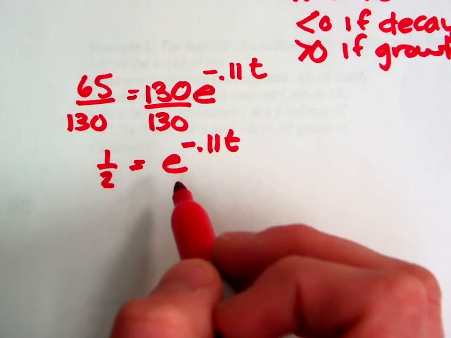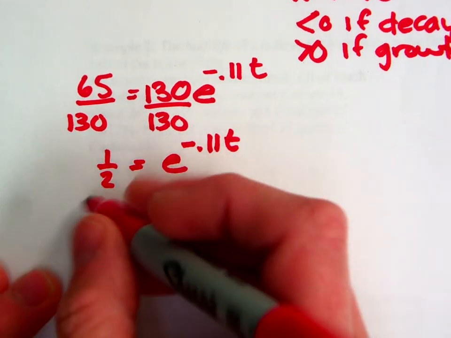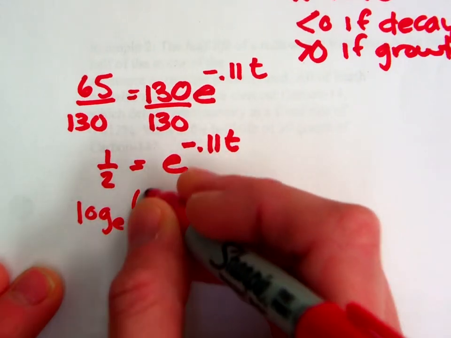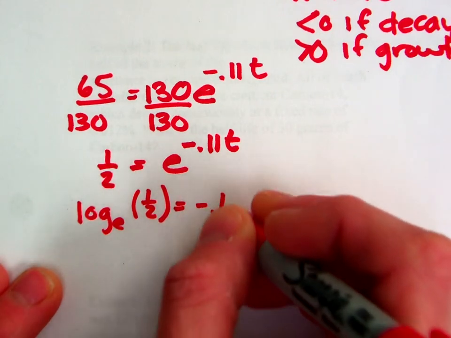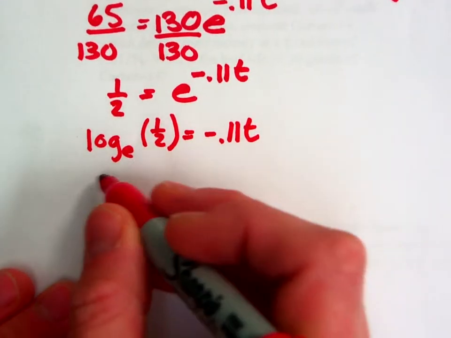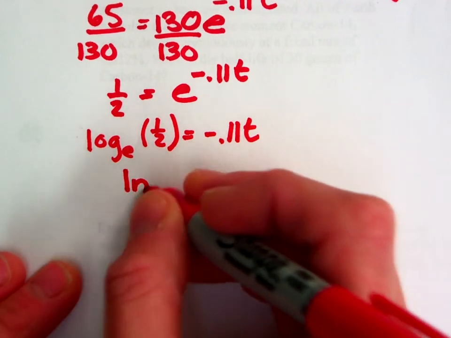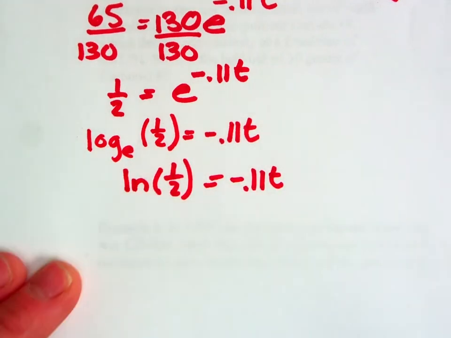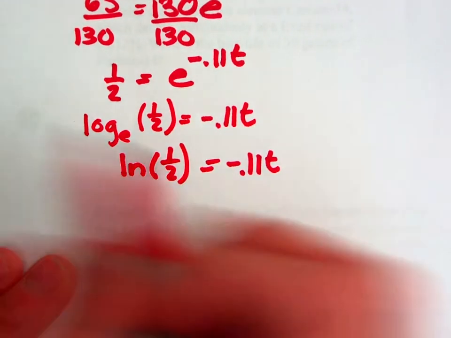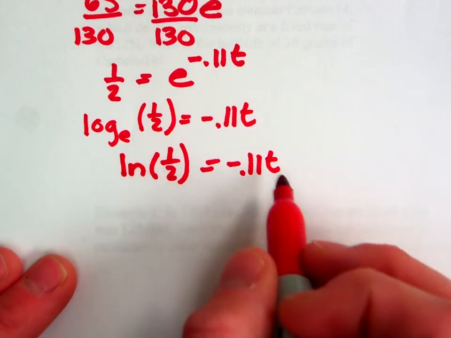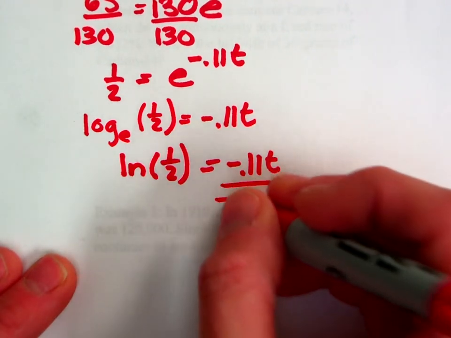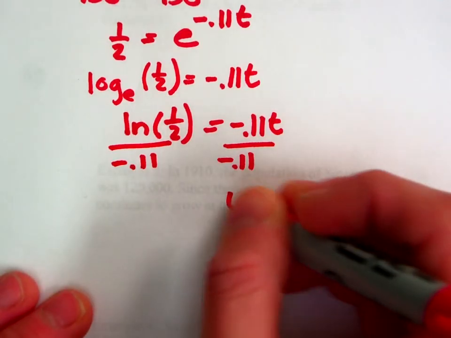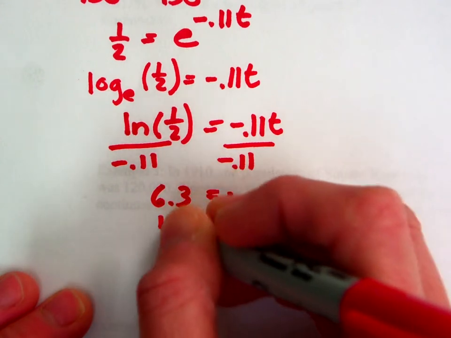So now we're going to put it in log form. One way to do that is log base e of 1/2 equals negative 0.11 t. We know that log base e is natural log, so we could always jump right to this step if we wanted to. Then we just evaluate this in the calculator and divide by negative 0.11, and we end up with t equals 6.3 hours.